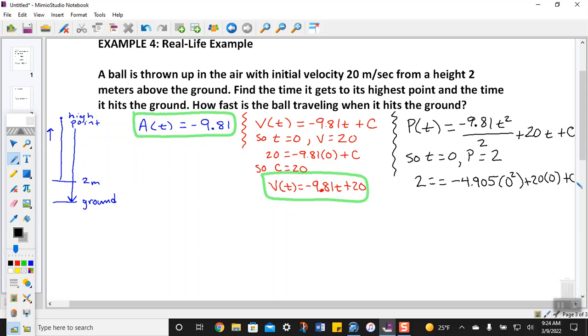Okay, talk to me, friends. I've got 2 equal, what's 0 squared going to get me? 0. Times that coefficient, 0. What's 20 times 0 going to get me? So we really have 2 is equal to 0 plus c, don't we? Okay. What's that make our position function? P of t is going to equal what in the end? I'll write it down here.